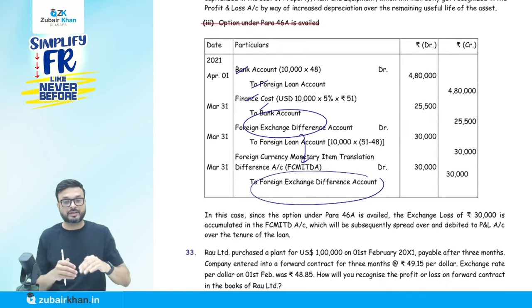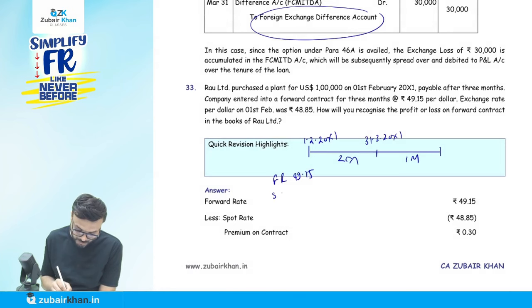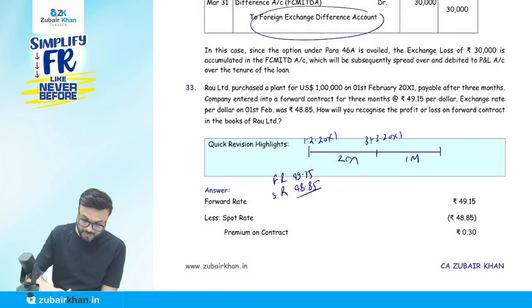This is 1 month, 1st of February, sorry. 2 months will come here, February, March, and here 1 month will come. Okay, total 3 months. Now they say the contract forward rate was 49.15 and the exchange rate on the date of transaction, the spot rate, was how much? 48.85. So we have 49.15 minus 48.85, that is coming 0.30 here.